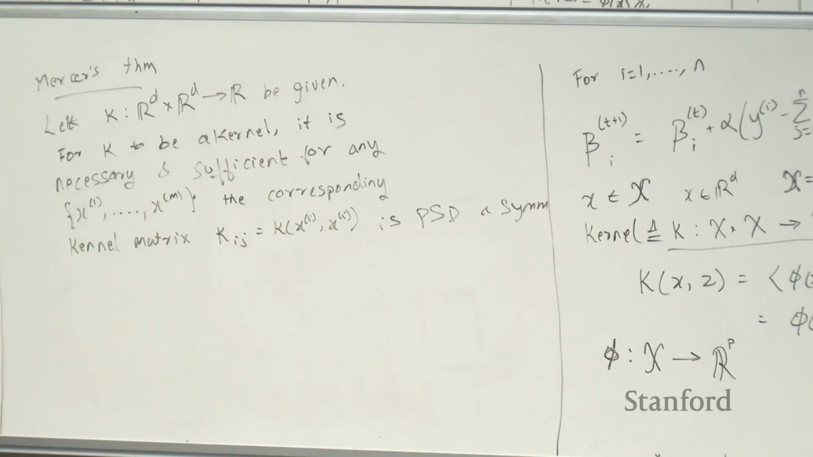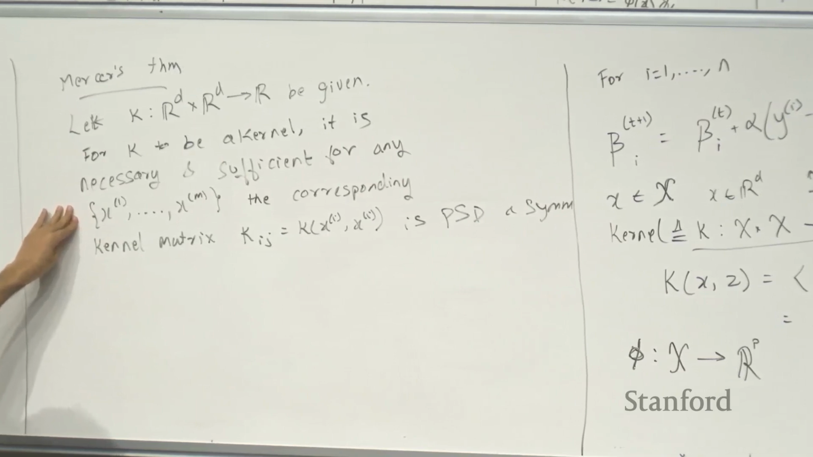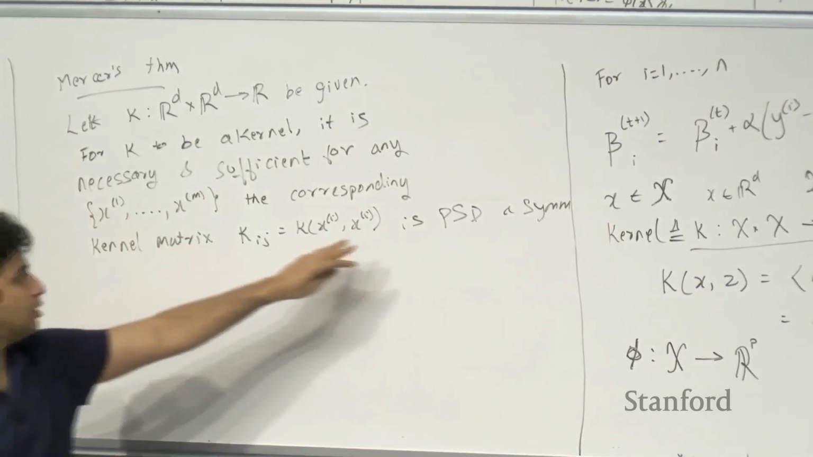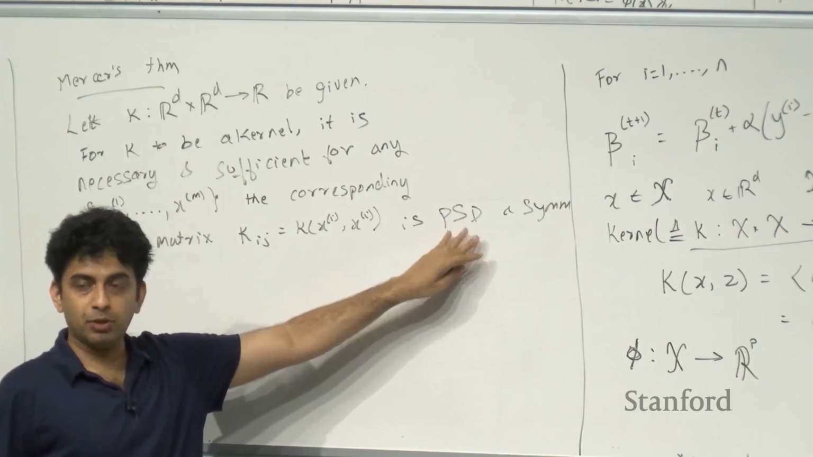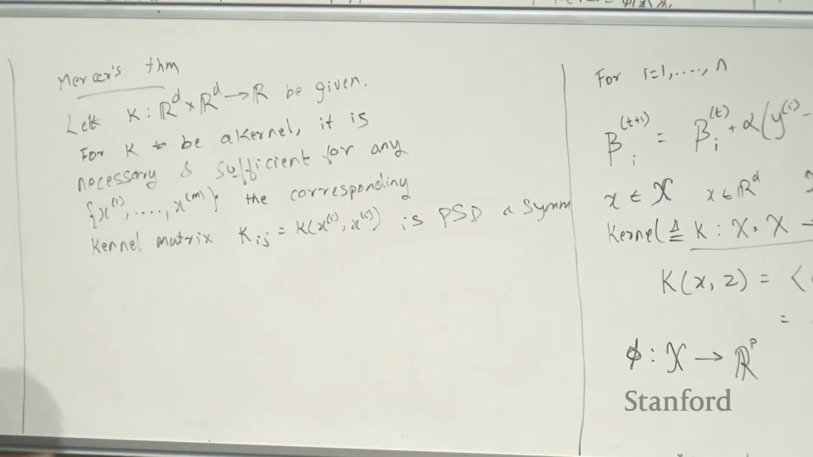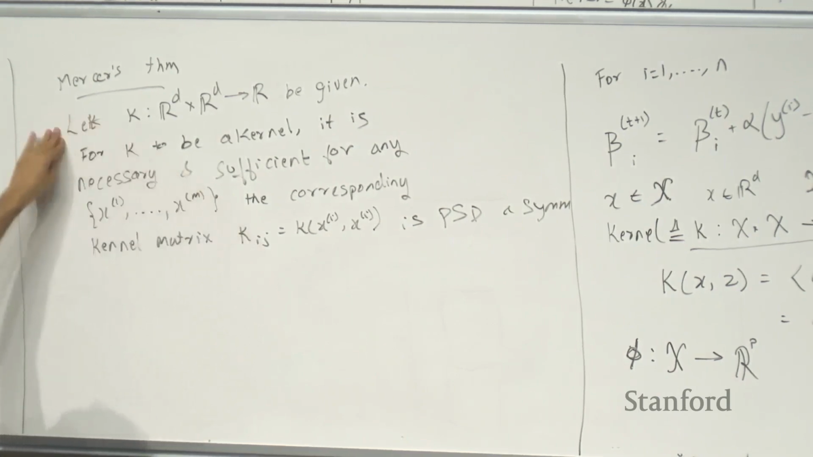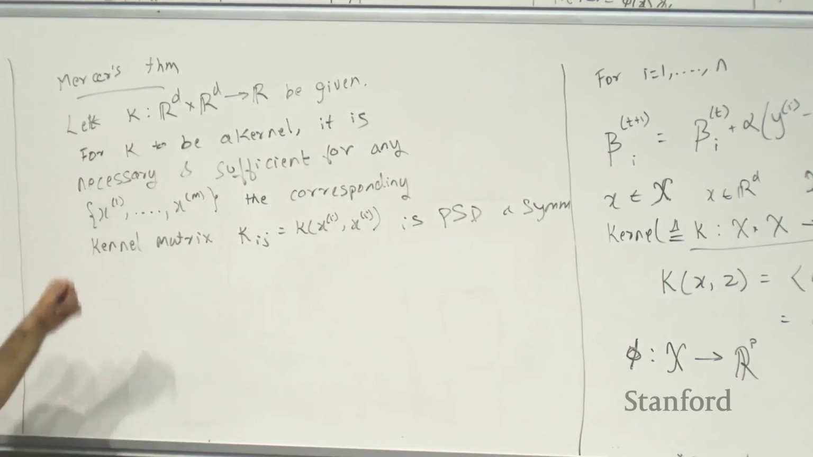Right, so Mercer's theorem tells us that for a function k to be a kernel, for any collection of input examples, the corresponding kernel matrix will be symmetric and positive semi-definite. And if this property holds for any set of examples, if the corresponding kernel matrix is positive semi-definite, then k must be a kernel. So it goes both ways.